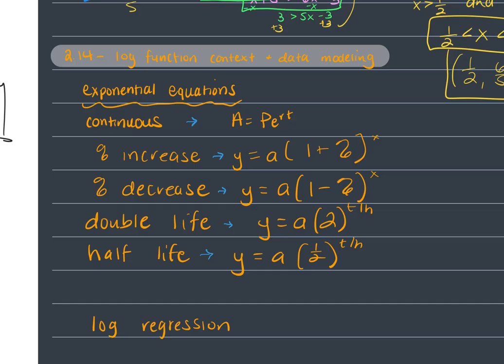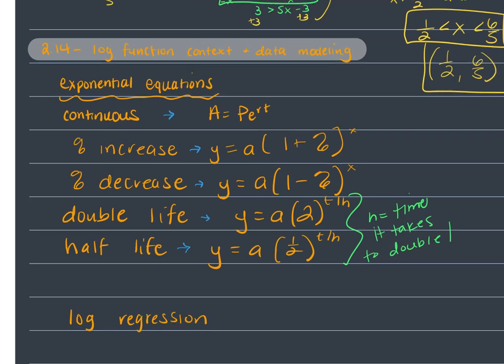Double life, the initial is your A times 2. This is T over H, H being how long it takes to double, or how long it takes to half if it's the half formula. H equals the time it takes to double or to half, depending on which one you're using.